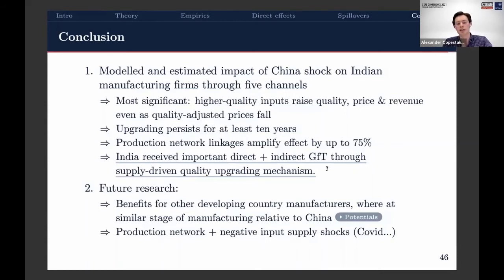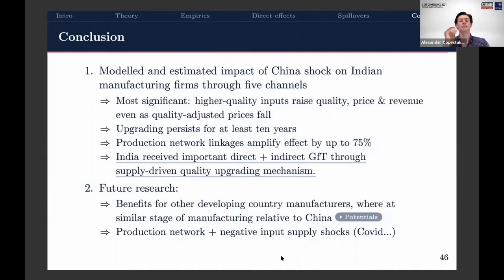So it looks like India is receiving important direct and indirect gains from trade through the supply of imports. Further research: two main things. One is thinking about other firms. As I mentioned, of the largest eight countries in the world, if we take out the US, Brazil, and China itself, all of the others have large trade deficits with China that have grown since China's accession. Brazil is different because that's a commodities supply story. So potentially this mechanism has broader implications.